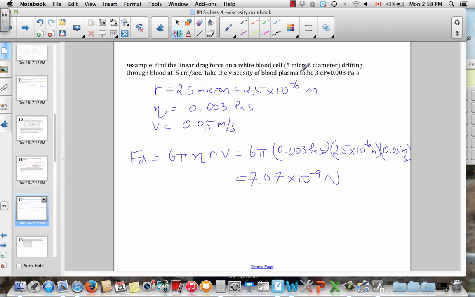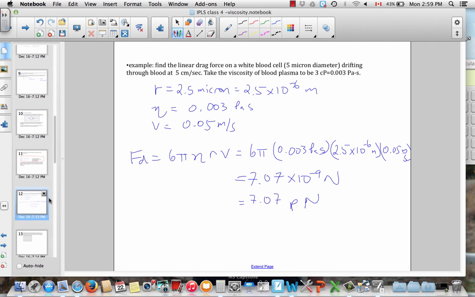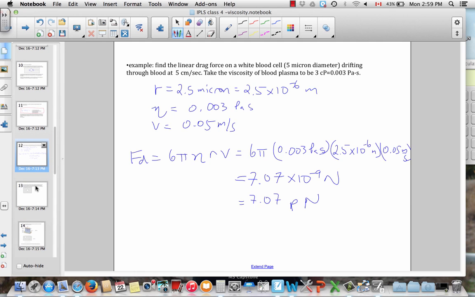Okay, so from the 5 micron diameter, you can get the radius, and then it's pretty much just simple substitution to calculate the Stokes drag on this white blood cell. It ends up 7.07 times 10 to the minus 12 newtons. 10 to the minus 12 is a pico, so about a piconewton. That's a typical drag force at the cellular level. So that's one application of Stokes drag.